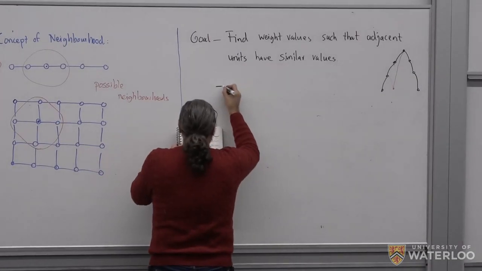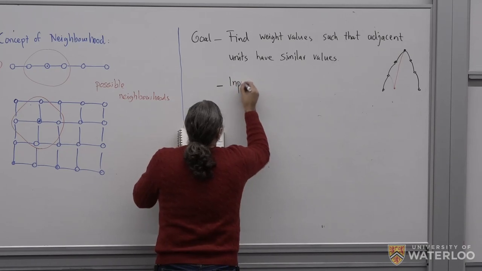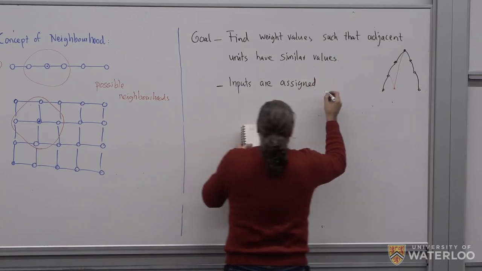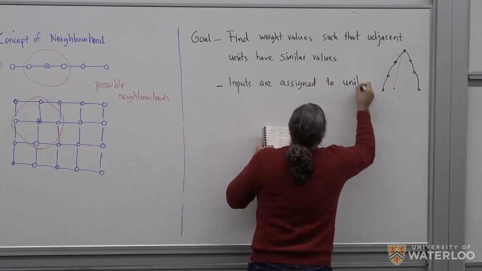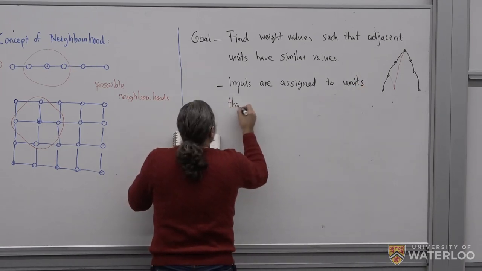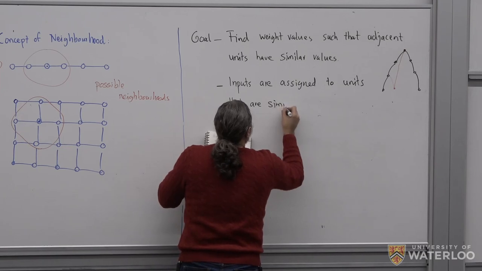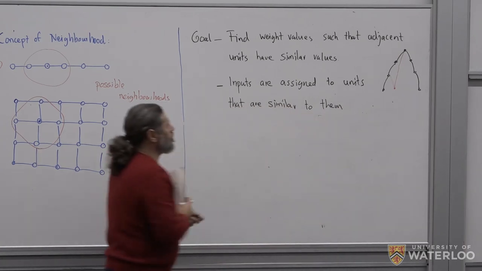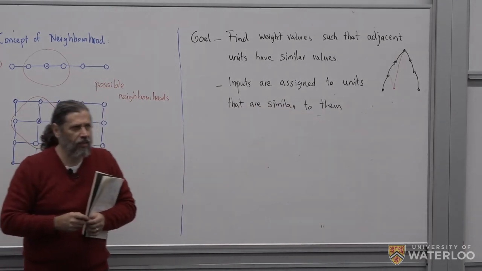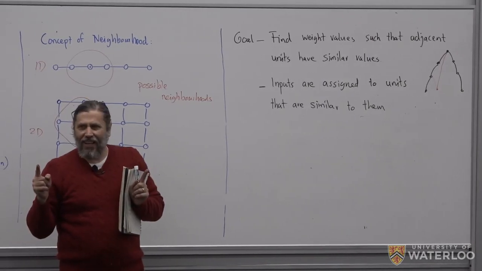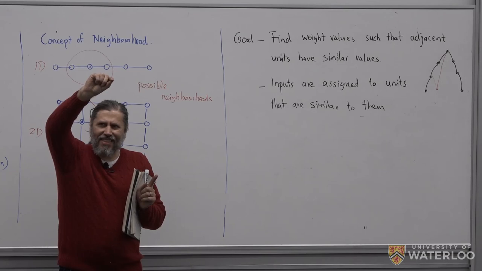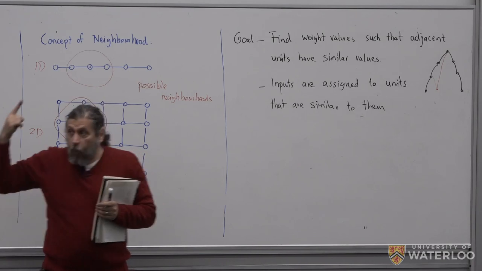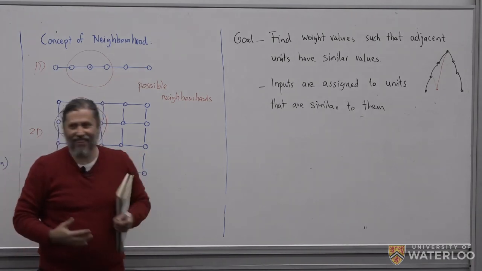So, also, inputs are assigned to units that are similar to them. What again? So an input comes, and I want to find a neuron that has its weights have the same value as this input. So you want to copy it? Yeah, but I'm not copying one. I want to copy as many inputs as possible.